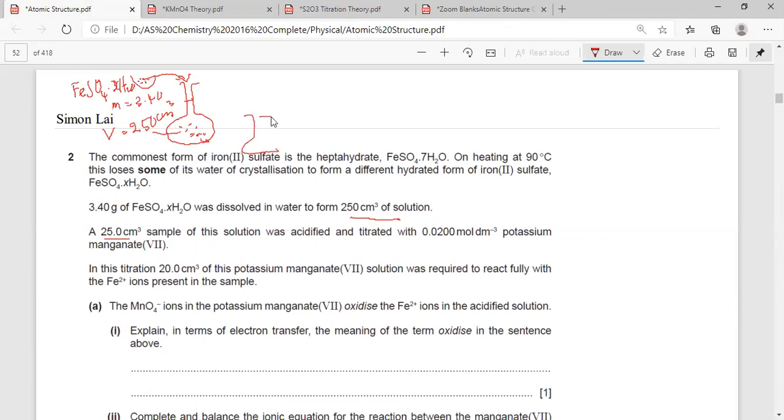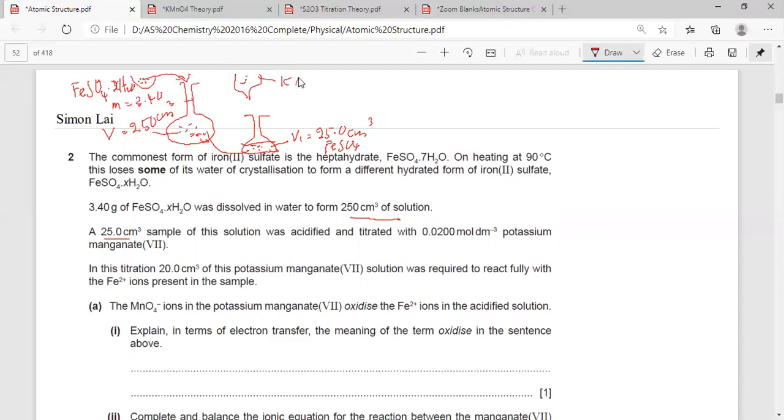So here is the same solution as before. I put V1 here, which is 25.0 cm3. I'm going to use a pipette, and this will contain the FeSO4. Forget the water, because the solid has already dissolved. And now you titrate.